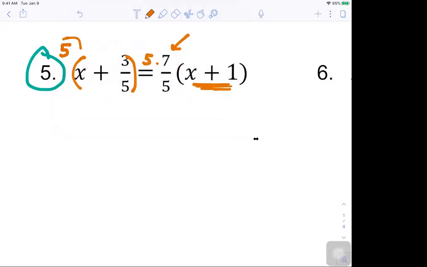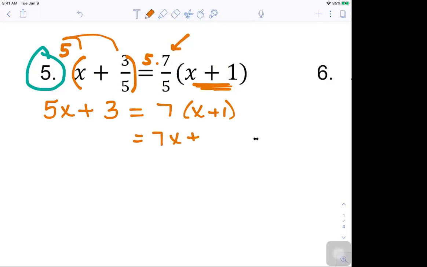So on the left, we need to distribute through. We get a 5x. And then 5 times 3 is 15. When we divide that by 5, we get 3. On the other side, the x plus 1 stays in parentheses. And then we would multiply 5 times 7/5. Well, 5 times 7 is 35. And when we divide that by 5, we go back down to the 7. So this is what the first step would look like. And then we don't have fractions to worry about. I'm also just going to distribute that 7 through the parentheses.